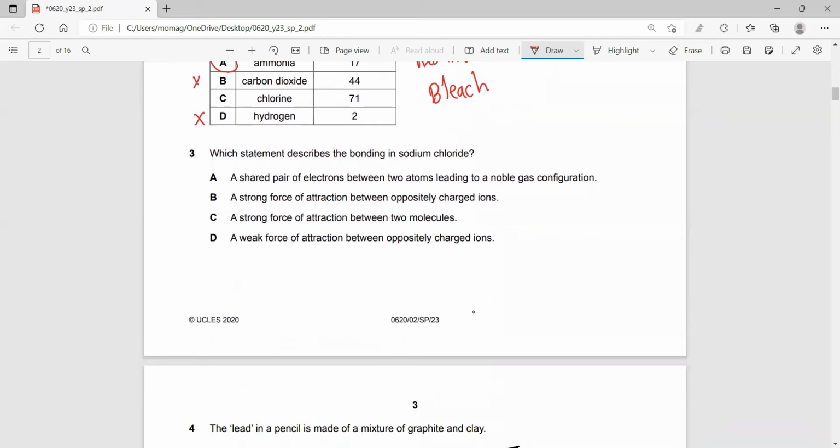Question 3. Sodium chloride, NaCl. Sodium chloride is an ionic compound. Please note that in chemistry, if you see the word molecule, that means covalent. So this is wrong, because NaCl is an ionic compound. So anything like molecule, molecular, please remove it. Something else, if you see the word sharing of electrons, that means covalent as well. So sharing of electrons is wrong as well. So we end up with B or D. Remember that ionic compounds have a lattice structure, so they form strong forces. So we go for B, as D is wrong as well.